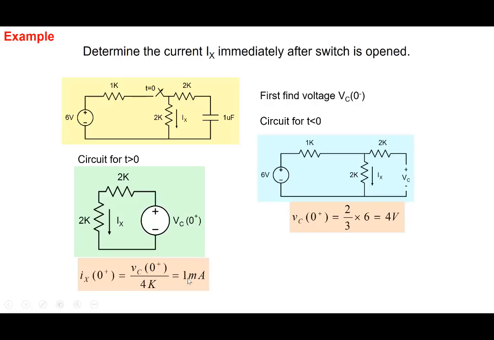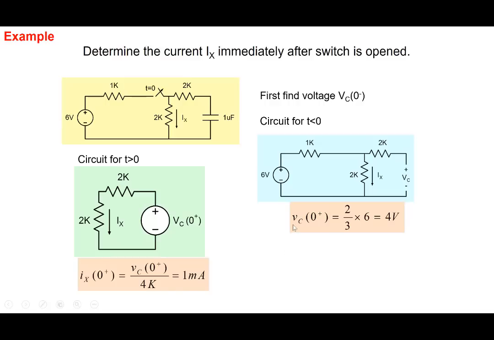Note that before the switch was opened, we come back to this circuit and the current is 6 divided by 3K, so 2 milliamperes. So before the switch is opened, the current in the 2K resistor is 2 milliamperes. Immediately after the switch is opened, the current jumps to 1 milliampere. So the current across the resistor, of course, can change instantaneously. But note that the voltage across the capacitor cannot change instantaneously.